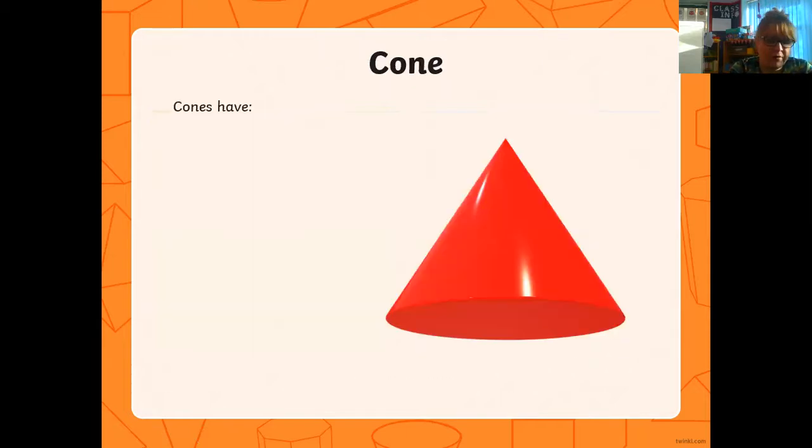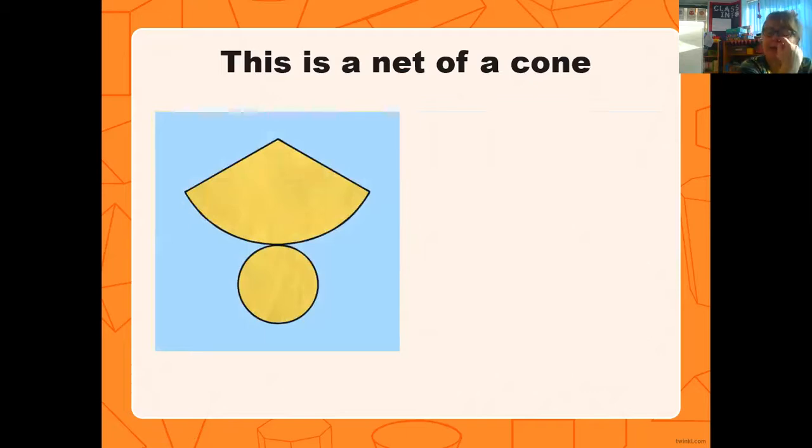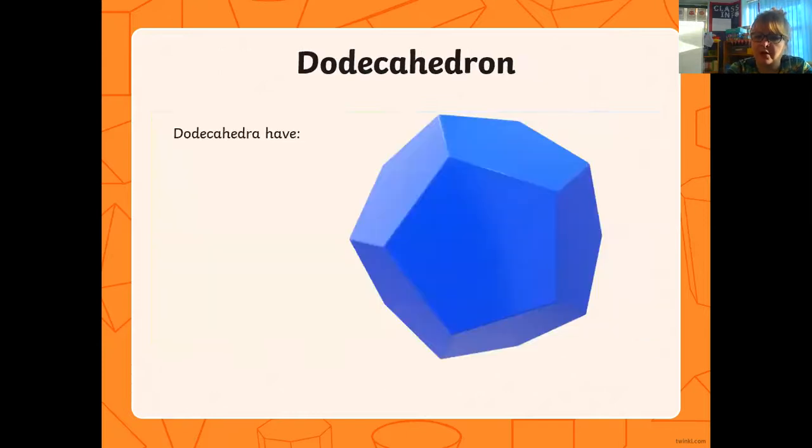Then we have our cone that I showed you. We have a cone here, don't we? Okay, so one circular flat face and one vertex and one edge and a curved surface. And if you wanted to, this is the shape that you would have to draw to put together to make a cone. And then a dodecahedron, you can see it has pentagonal faces.